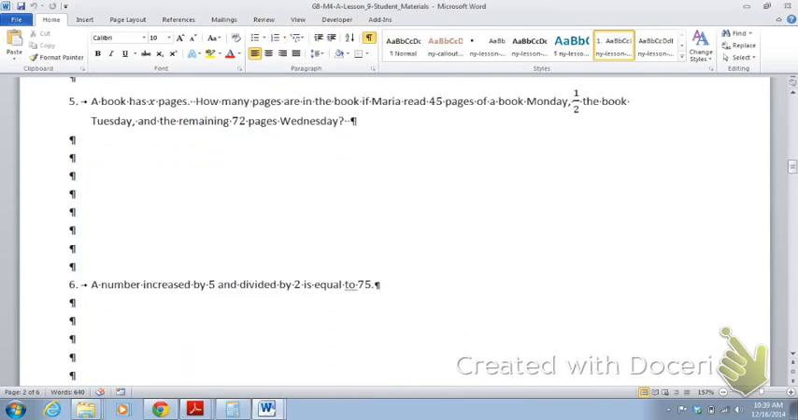Number 5 says a book has x pages. They've told us what the variable is in this one. How many pages are in the book if Maria read 45 pages of a book Monday, half the book Tuesday, and the remaining 72 pages on Wednesday? I want you to pause the video and think about that for a while. Try to write an equation that you could solve to find out how many pages the book has.